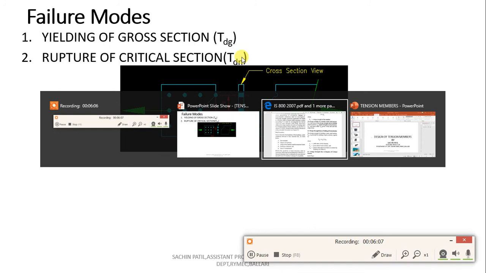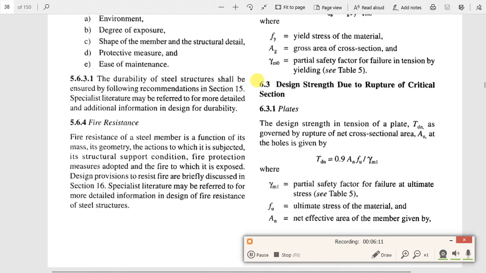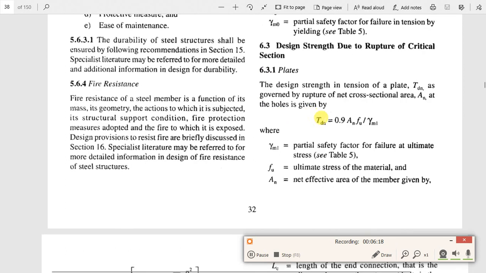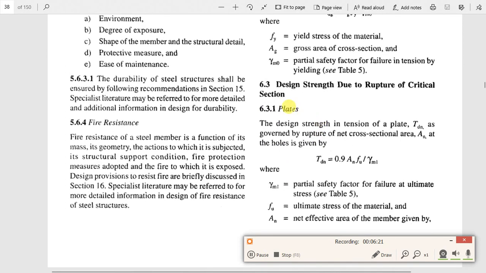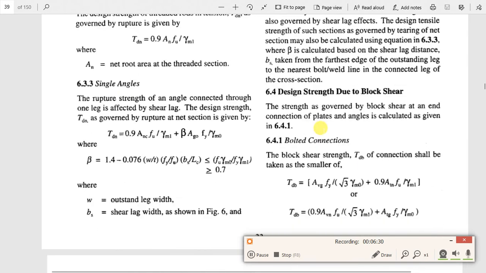If you refer to the steel code, you can see here clause 6.3, which is for design strength due to rupture of critical section. You have this formula TDN for two cases. One is when you are using plates as a tension member, you have to use this particular formula. We used it earlier. And if you are using angles, you have to go with this formula over here for TDN, the design strength due to rupture of critical section.